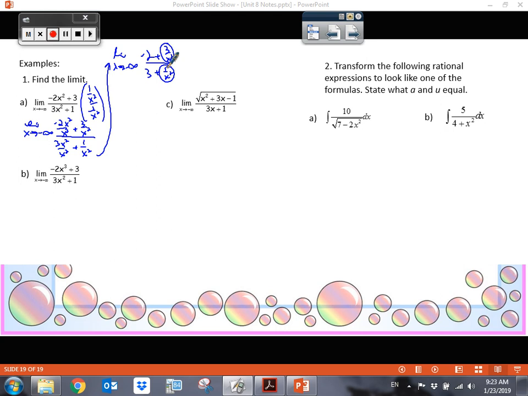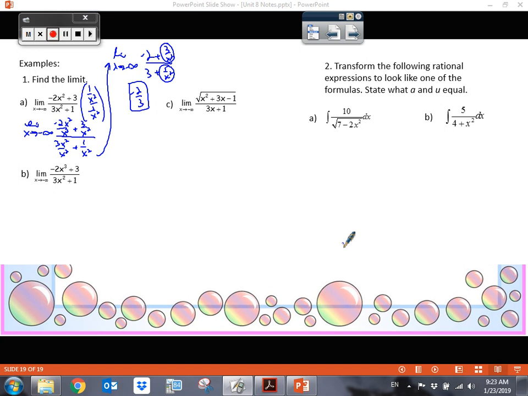Now I'm going to take the limits. I'm going to consider, if I put in negative infinity, these will zero out, and I will be left with negative 2/3. And that's my answer to that limit, doing it the algebraic way. Okay. We okay?